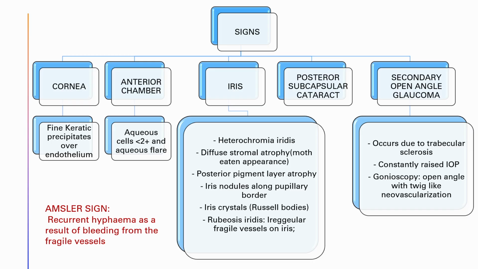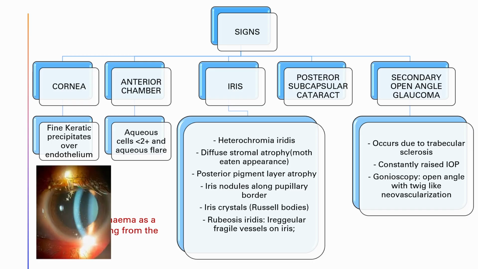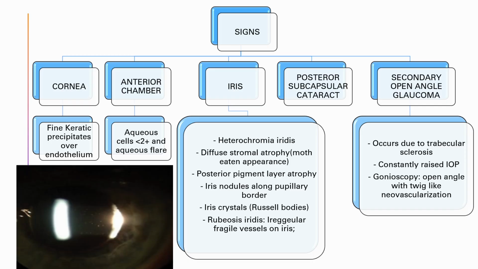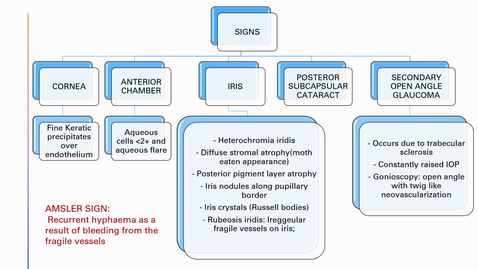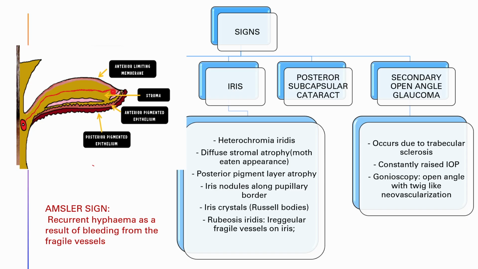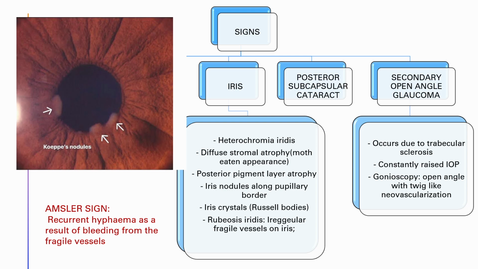The signs of Fuchs heterochromic uveitis are, in cornea, we can see fine keratic precipitates over the endothelium. In anterior chamber, aqueous cells of less than 2 plus and aqueous flare may be noticeable. In iris, there is heterochromia iridis, diffuse stromal atrophy, which is moth-eaten appearance, and posterior pigment layer atrophy. Iris nodules may be seen along the pupillary border, known as Koeppe nodules.